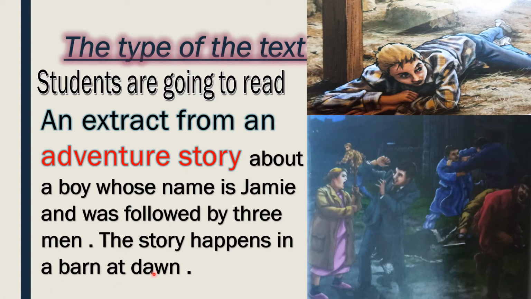يعني لو سألتك setting of the story يعني ما هي عناصر القصة أو المكان والزمان اللي حصلت فيه القصة فبتحكي لي المكان the place اللي هو كان in the barn. Okay, يعني في اسطبل dawn في الفجر. Okay, so from this slide we can extract the main elements of this story. Characters of this story we have Jamie, we have three men, and we have the farmer and his wife.